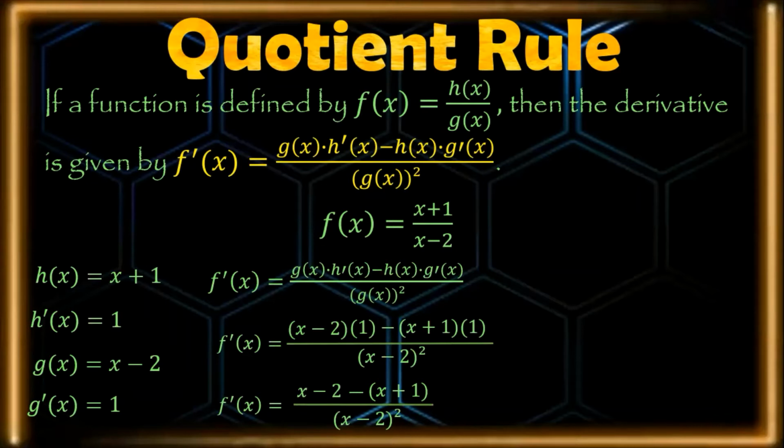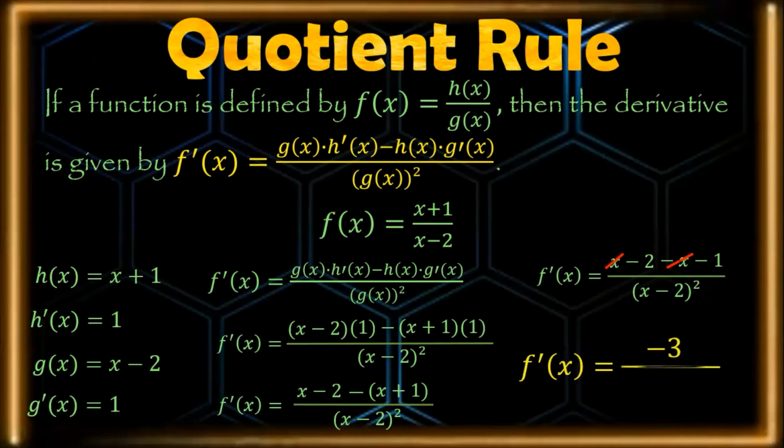Now, let's proceed. So we have f prime of x is equals to x minus 2. Now, the next step is to distribute the minus sign to the terms inside the parenthesis. So it will become minus x minus 1 all over the quantity of x minus 2 squared. Then, simplifying the numerator, we can cancel out x. And what is left is f prime of x, which is equals to negative 3 all over the quantity of x minus 2 squared. So this is the derivative of the given function x plus 1 over x minus 2.